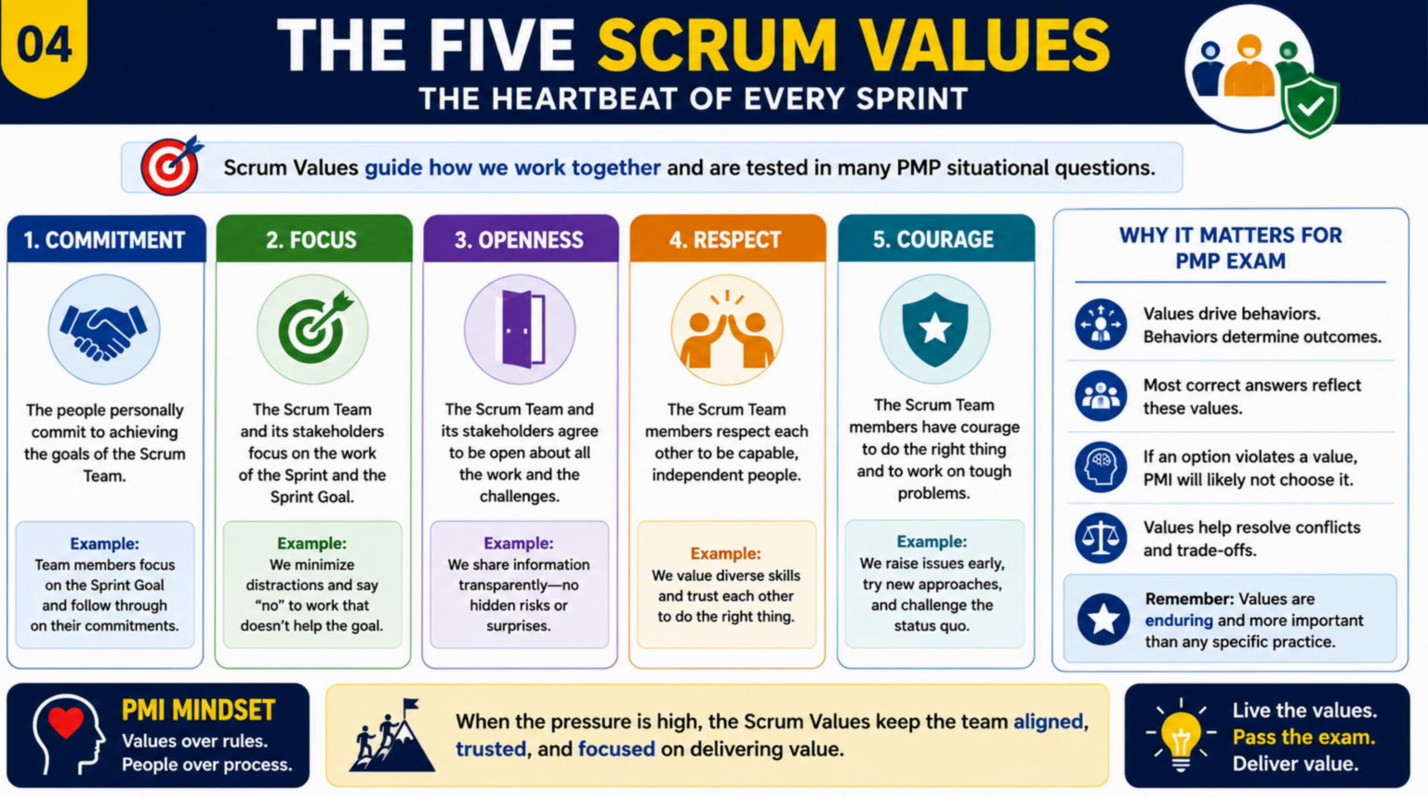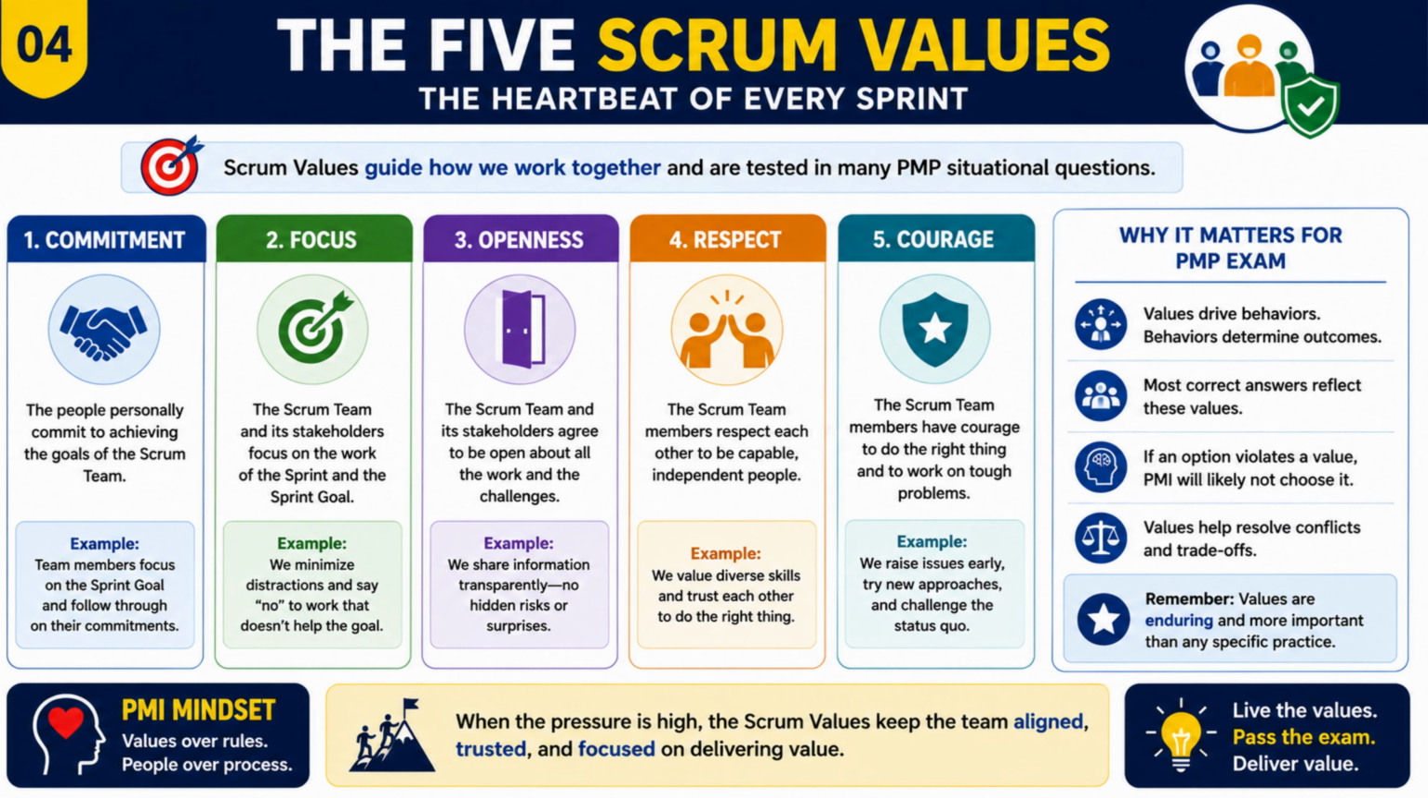First is commitment. Commitment means every team member is personally dedicated to achieving the sprint goal and supporting the team's shared objectives. It isn't about working longer hours, it's about honoring commitments and helping the team succeed. Second is focus. Scrum teams focus on the most valuable work that helps achieve the sprint goal. They minimize distractions, avoid unnecessary multitasking, and learn to say no to work that doesn't support the team's objective.